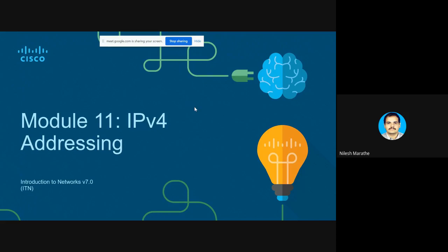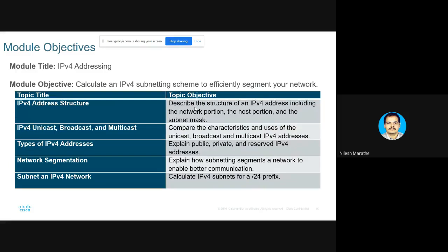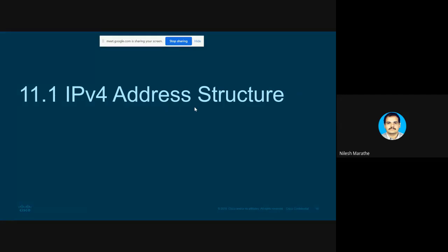So let's start with IPv4 addressing. The contents of this module: what are the different IPv4 addresses, the address structure, what do you mean by unicast, broadcast, multicast, types of IPv4 addressing, network segmentation and subnetting of IPv4. These are the points we are going to discuss in today's lecture.